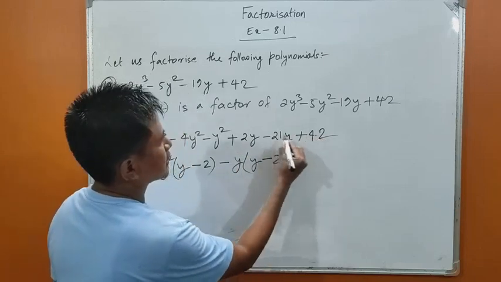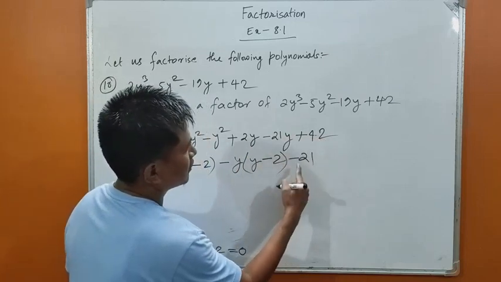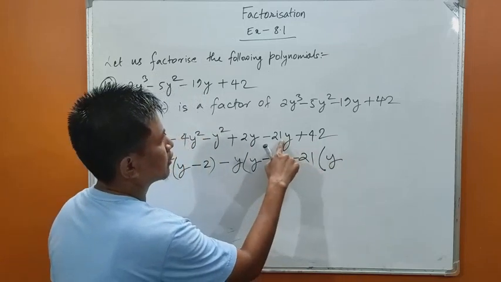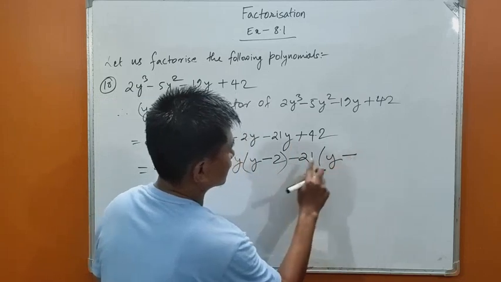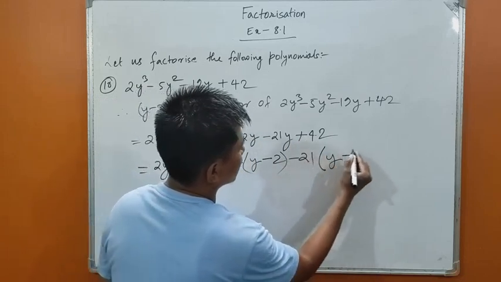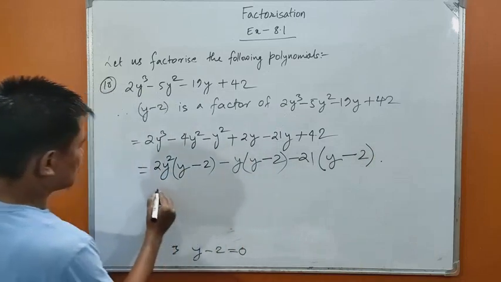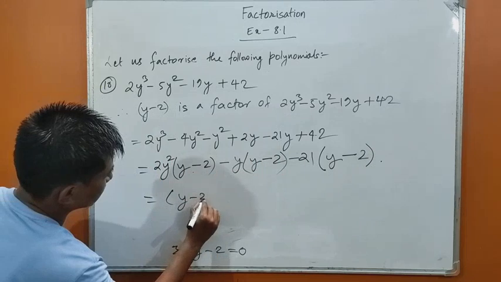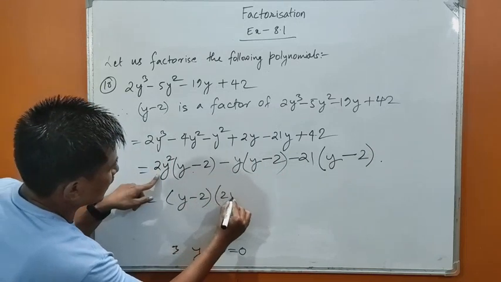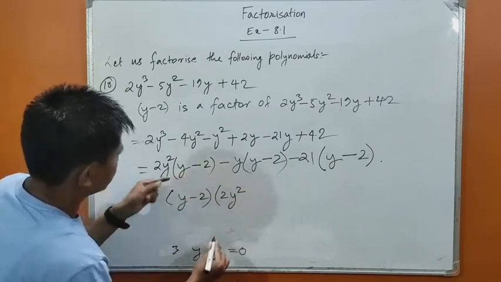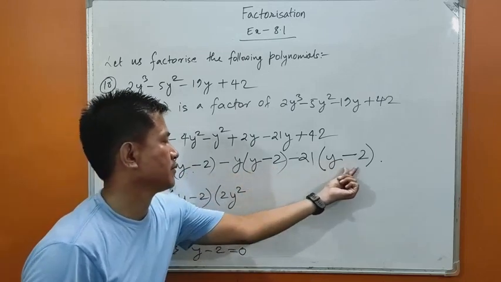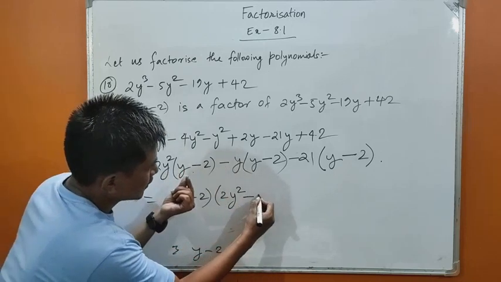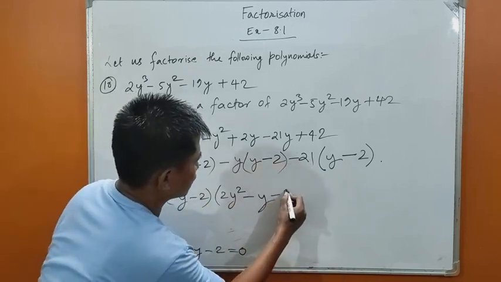From these two terms, let us take minus 21 common. 21 into y is 21y, minus into minus is plus, 21 into 2 is 42, isn't it? So y minus 2 common, within the bracket remains 2y squared, minus y, and minus 21.